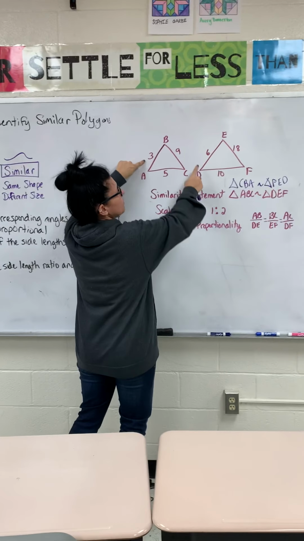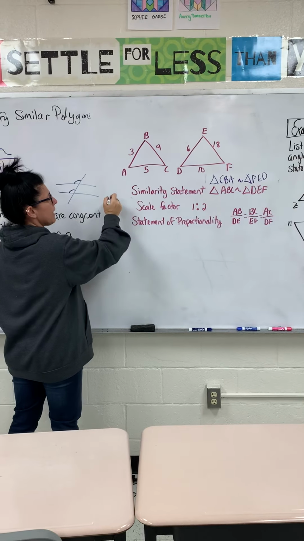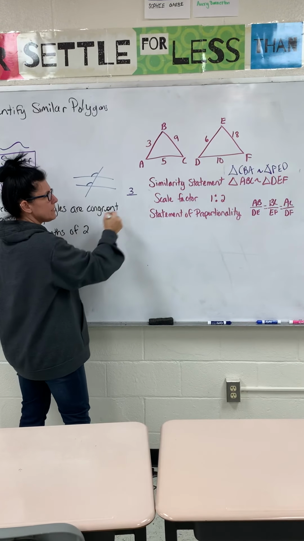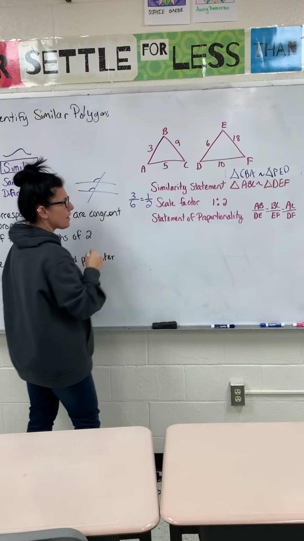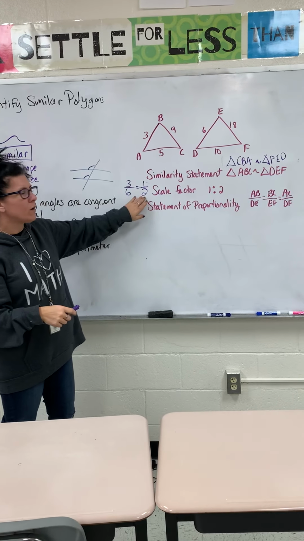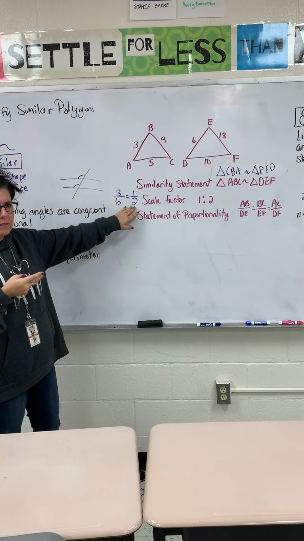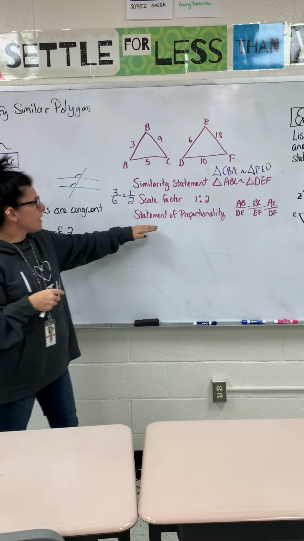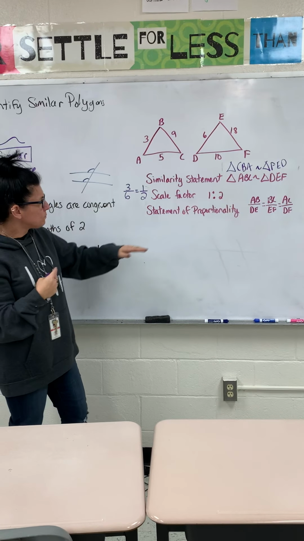I'm going to use AB and DE. They're in the same location. So AB has a length of 3, DE has a length of 6. And of course you're going to simplify, so that scale factor is 1 to 2. That scale factor is showing the relationship between the sides. Statement of proportionality. This is showing the relationship between the sides.